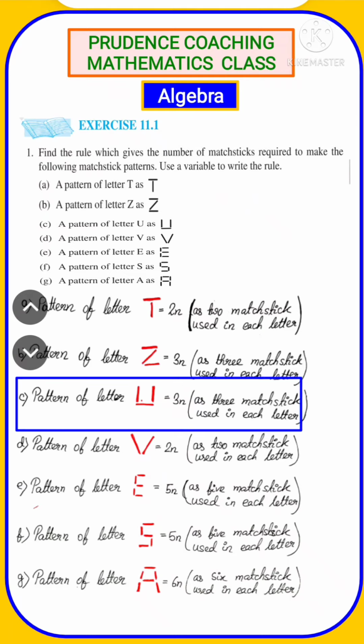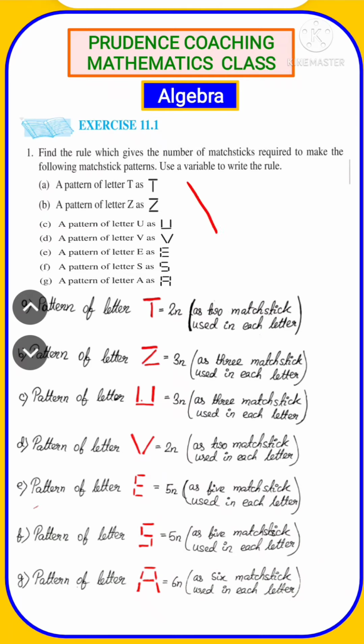Next one, we have the letter V. For forming a single V, we will use 2 mastics. Now if we make the pattern of 2 V's, then we will use 2 plus 2, or 2 into 2, 4. Okay, here 2 is for the mastics and 2 is for 1V and 2V. So 2 into 2, 4.